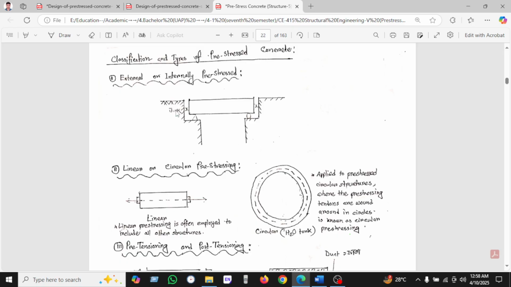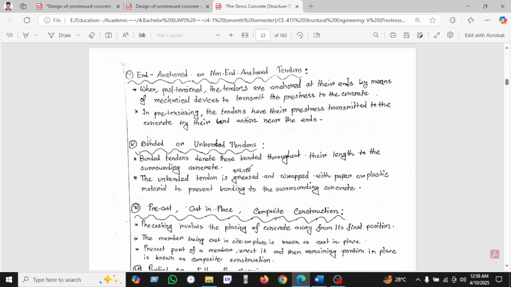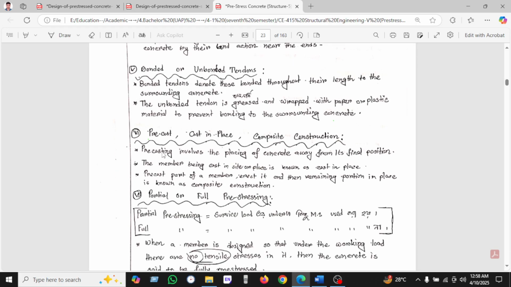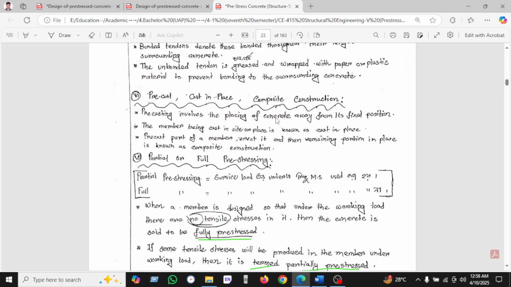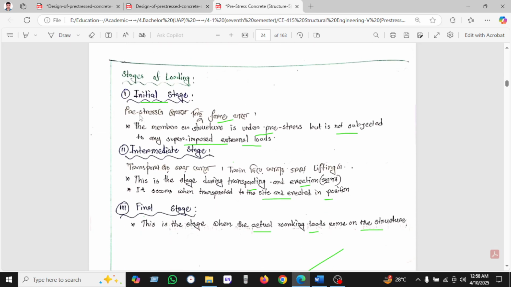So there are different classifications: external, internal, pre-tensioned, post-tensioned, pre-cast and prestressed, cast-in-place plus composite, and partial and full prestressing.